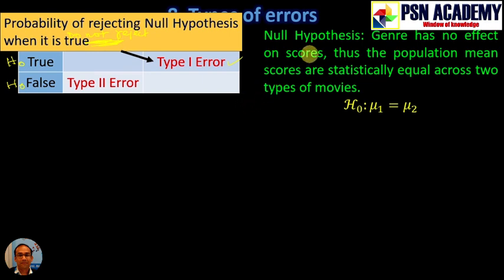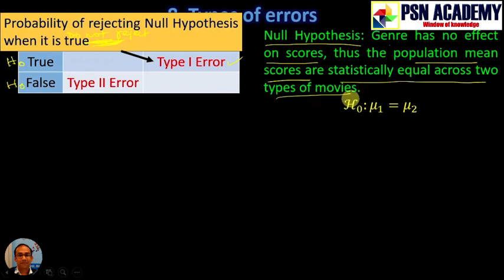Now, for example, we have this null hypothesis. Genre has no effect on scores. Thus, the population mean scores are statistically equal across 2 types of movies. That means you have a comedy movie as one type and a sci-fi movie as type 2. The mean score given by the viewers here is mu1, and the mean score given by the viewers here is mu2. So the null hypothesis says that mu1 is equal to mu2, right?